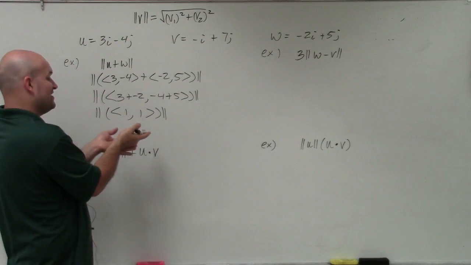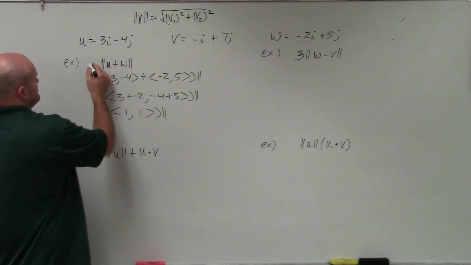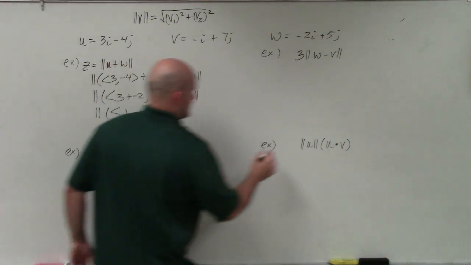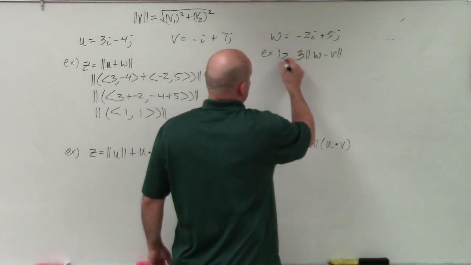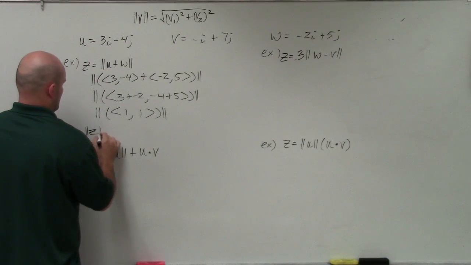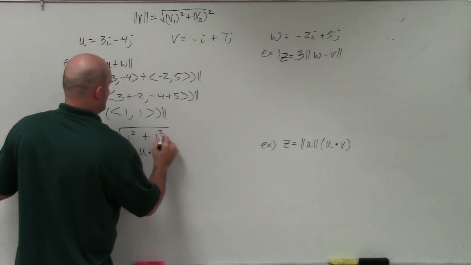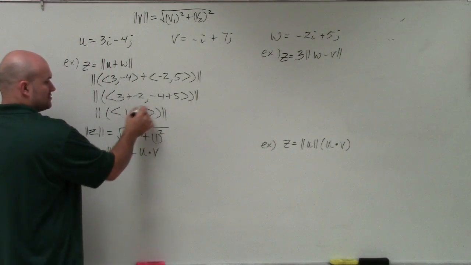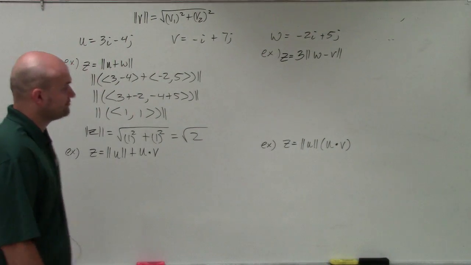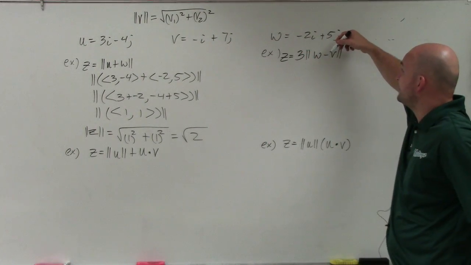Now I'm finding the magnitude of this vector. I didn't give it a name, so let's call it z. So I can use some notation. The magnitude of vector z is going to be the square root of 1 squared plus 1 squared. Square the first term, square the second term, which is just going to equal the square root of 2.